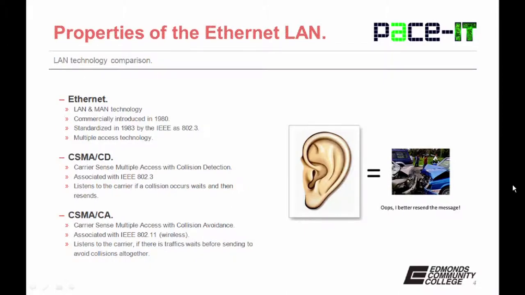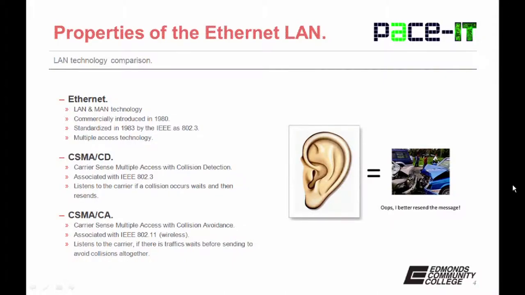And the first one is CSMA/CD. Carrier sense multiple access with collision detection. Now this is specifically associated with the IEEE's 802.3 Ethernet standard. Now in a CSMA/CD environment, all the nodes listen to the carrier signal before they transmit, or even while they are transmitting. And if a collision occurs on a segment, then the nodes will wait and then retransmit their packets.